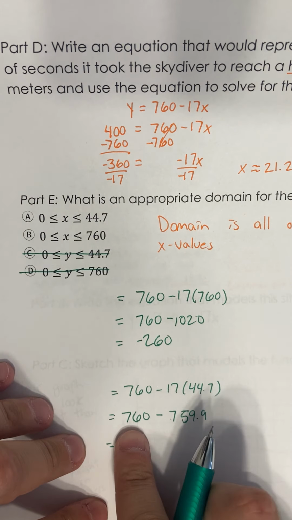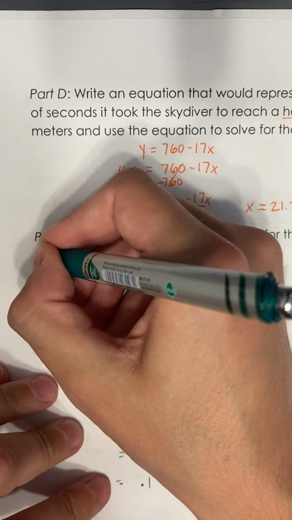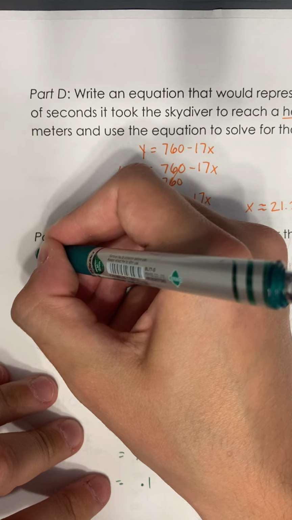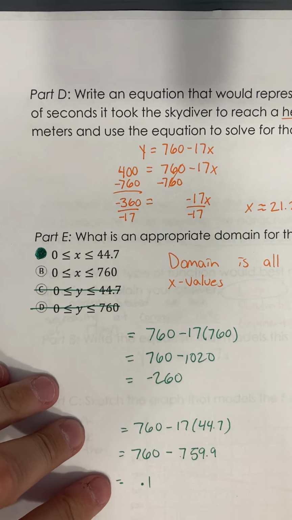That's everywhere from 760 to the ground. So this is the one we care about. We just care about A. The other one we don't care about because we go into negative height. So A.